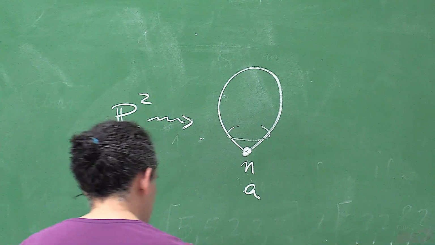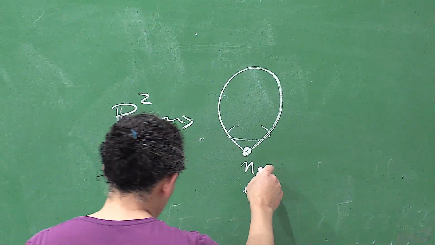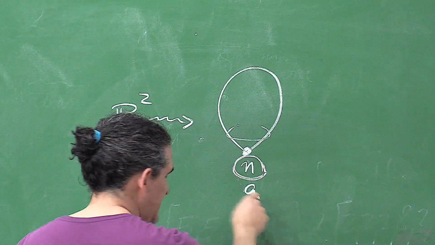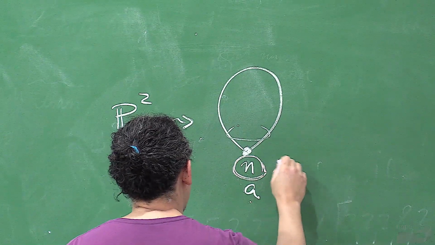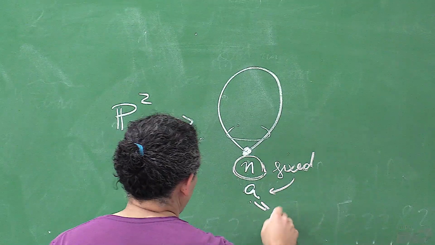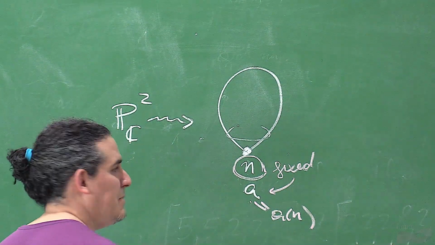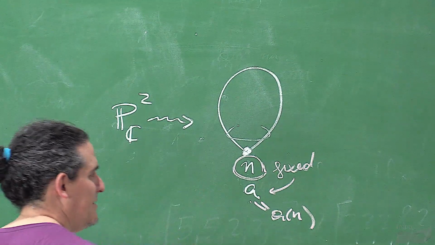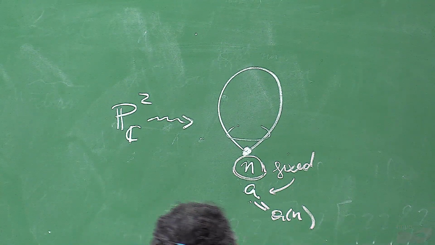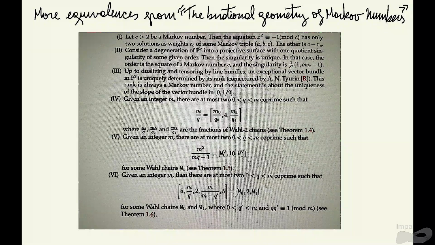So Markov conjecture is this. If you have a degeneration like this, where you fix n, then a is fixed. So if this is fixed, then a, which depends on this n, is fixed also. That is the Markov conjecture at the level of geometry. And then this number a, more or less, is encoded by this number c that appears in the first one.